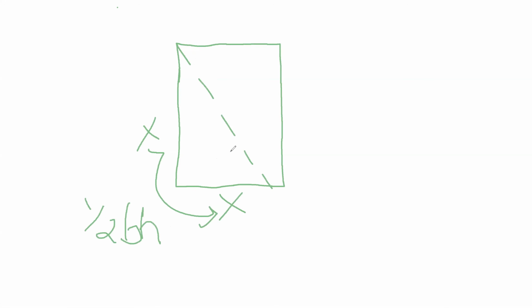Shannon said it right there. You divide it by 2, however you want to do it. So it's always 1/2 when it comes to finding the area of a triangle.